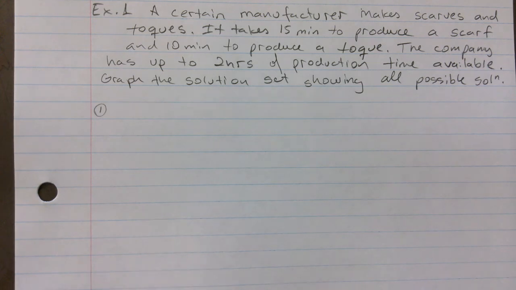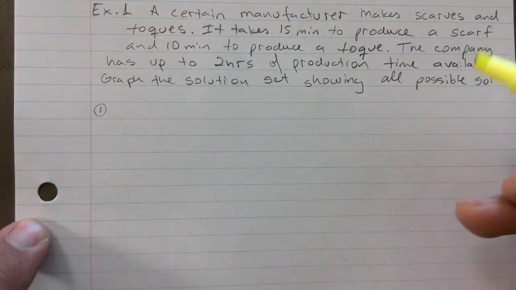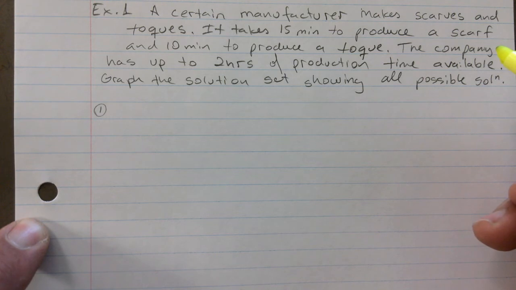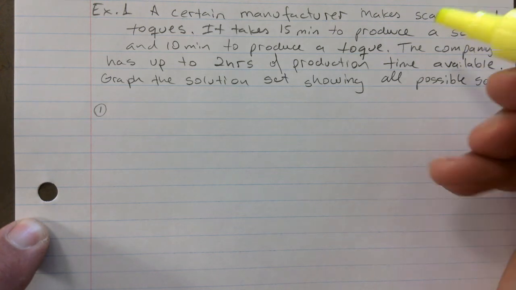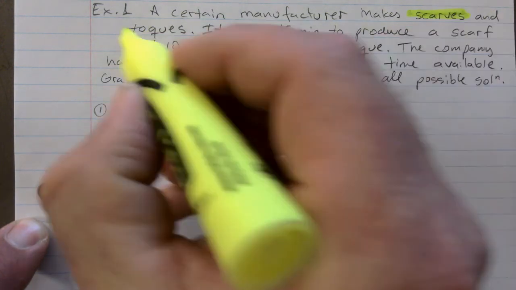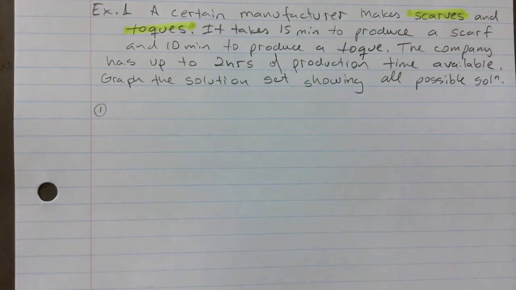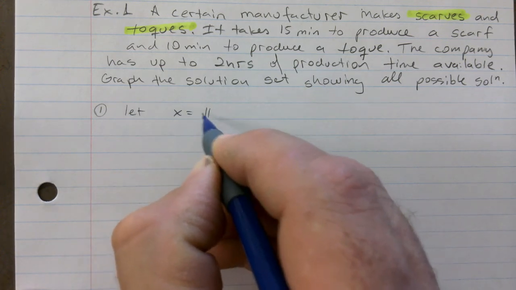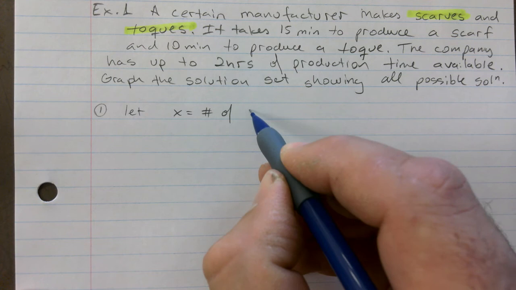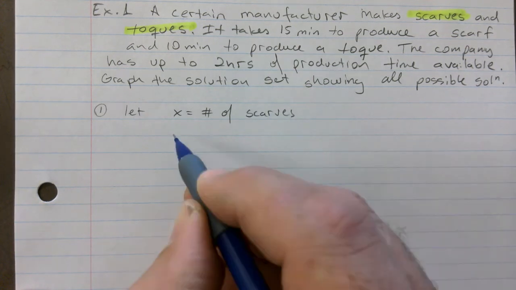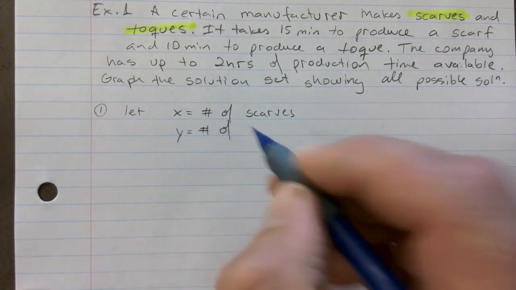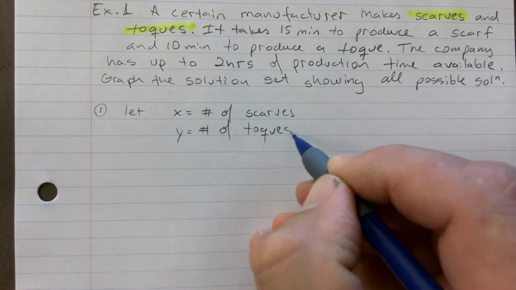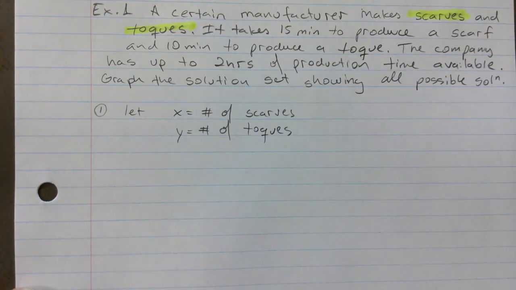First of all, usually within the first sentence you will be able to tell what your variables are. So what do you think are the variables x and y here? Scarves and toques, exactly. So scarves and toques, I'm going to just let my audience know, right? Let X be the number of scarves, and let Y be the number of toques. Done.